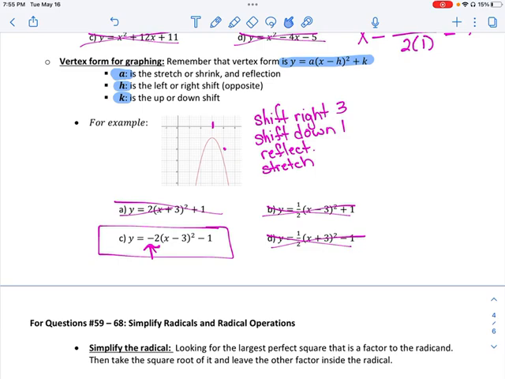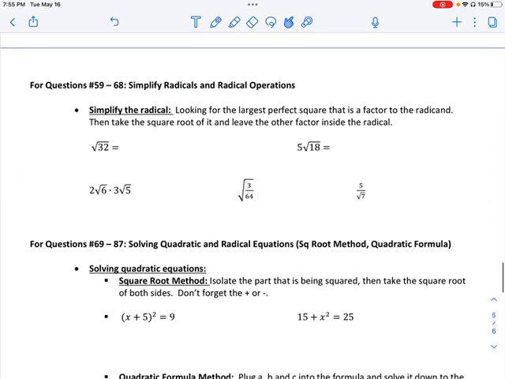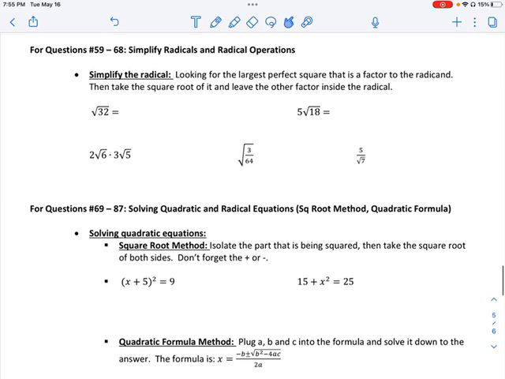All right, so the next section that we're going to look at is simplifying radicals and radical operations. This one we didn't do that long ago, so we should be able to go through this pretty quick. Remember here, we're looking for the largest perfect square that is a factor of the radicand. So square root of 32, remember we're going to break that down into square root of 16 times 2. Then square root of 16 is going to come out, and it's going to give me 4 square root of 2.